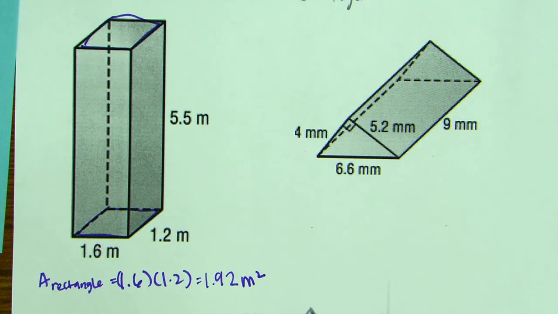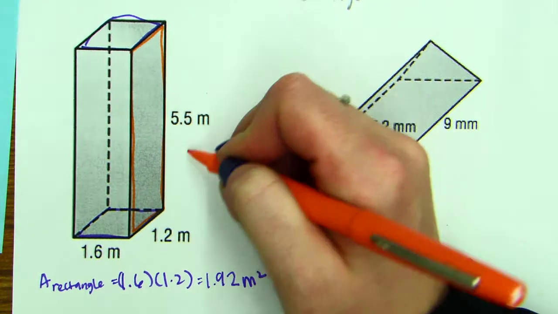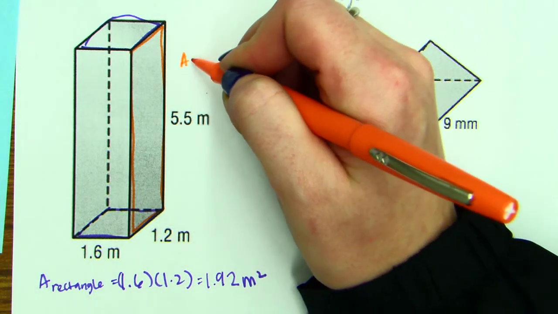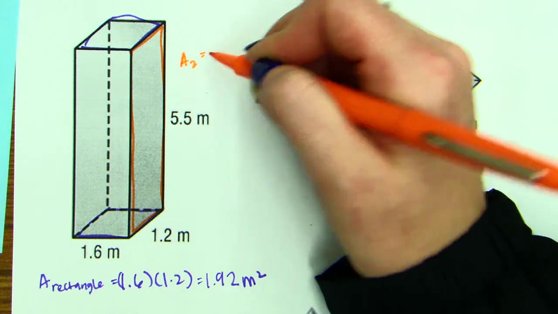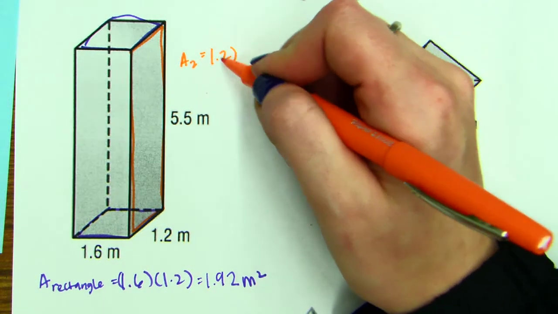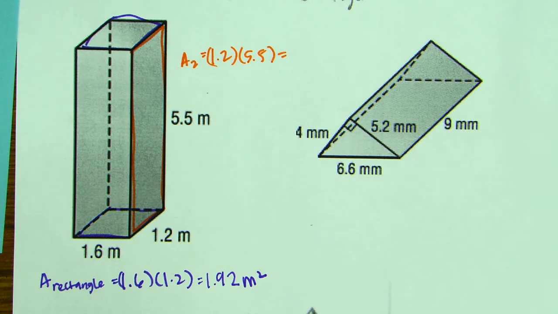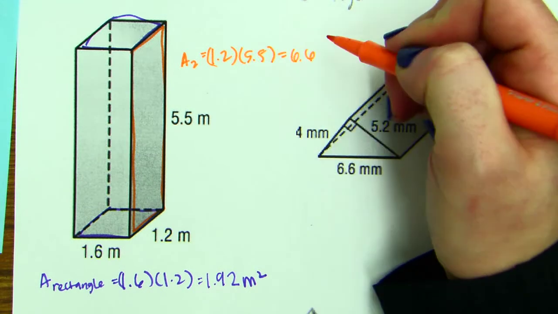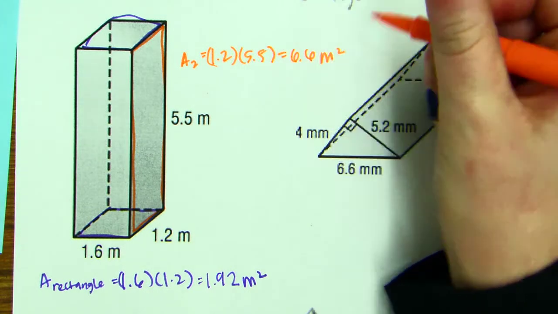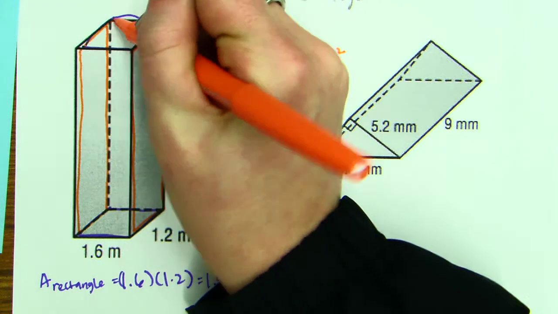Next, I'm going to find the area of a different base. Let's find this surface. This one's also a rectangle, so the area of that rectangle, I'm going to call this A2 because it's a different area than this one. Let's say it's going to be 1.2 times 5.5. So the area of that orange rectangle, 1.2 times 5.5 is 6.6 square meters. And that's going to be this rectangle and this rectangle on this other side.